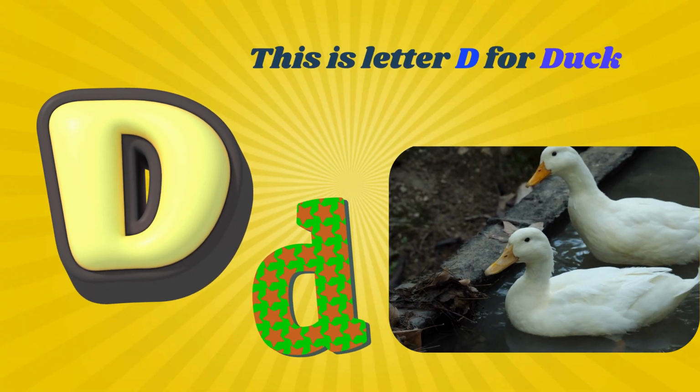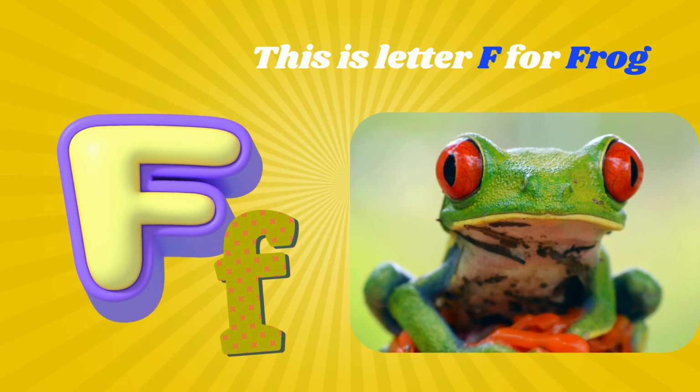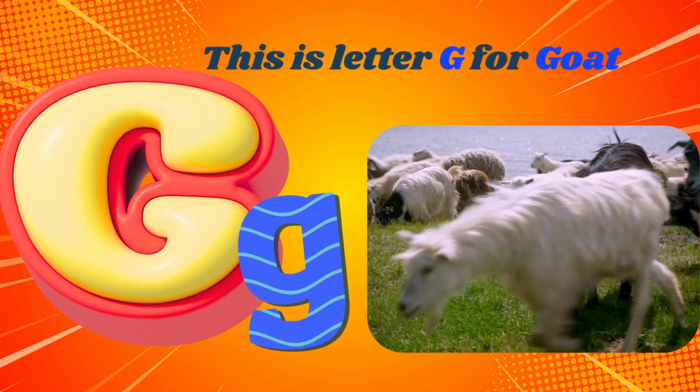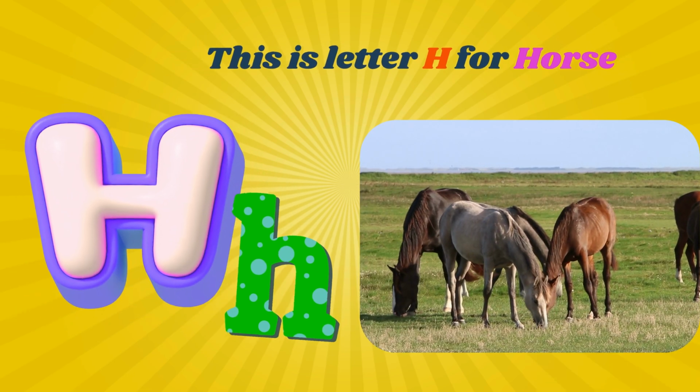D. This is letter D for duck. E. This is letter E for elephant. F. This is letter F for frog. G. This is letter G for goat. H. This is letter H for horse.